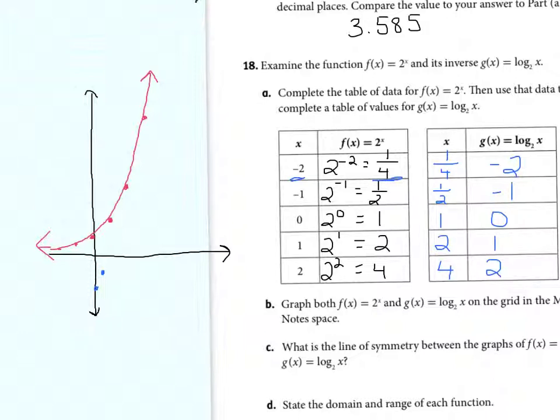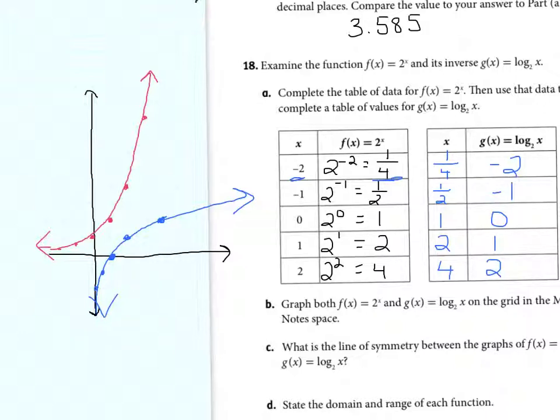Negative 1. When x is 1, we're at 0. When x is 2, we're at 1. And when x is 4, we're at 2. So we get this curve going the other way. They're both increasing, but the exponential is increasing much faster. This one's kind of leveling off a little bit.